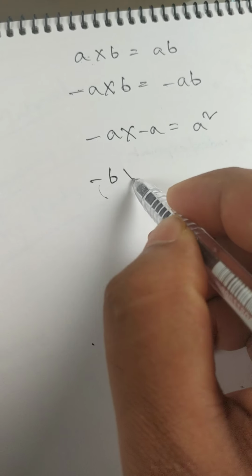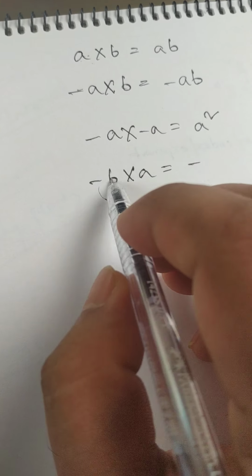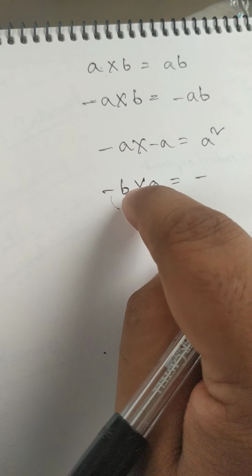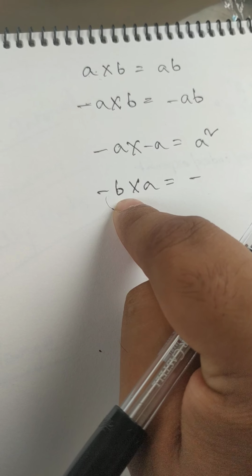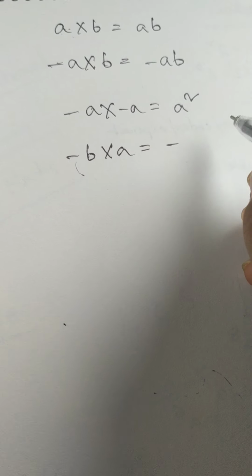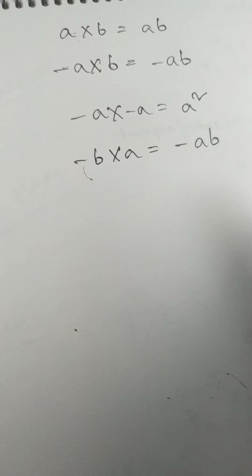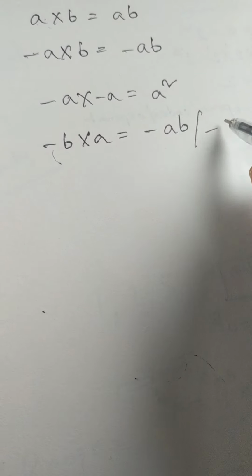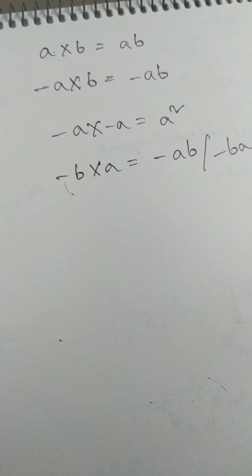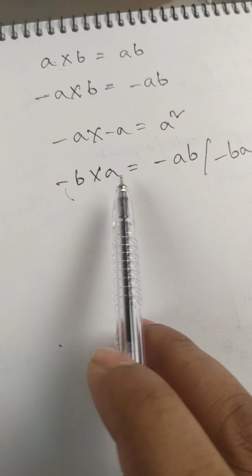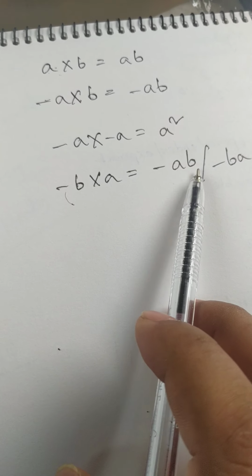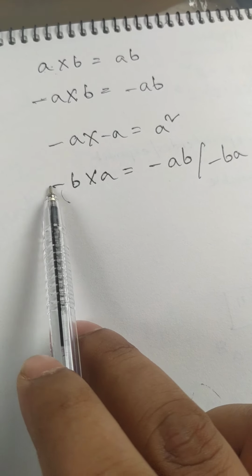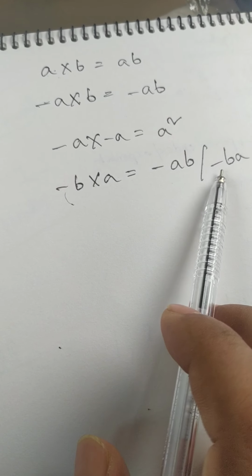Similarly, if we write minus b into a, we will get, in an algebraic expression, it doesn't matter if you write b before or a before. When you are writing them together, you can write any one of them first. Suppose minus b into a, you can write minus ab, same thing, or you can write minus ba, no problem at all. It does not matter whether you are writing ab or ba, but since there is only one negative sign, your answer needs to have one negative sign.